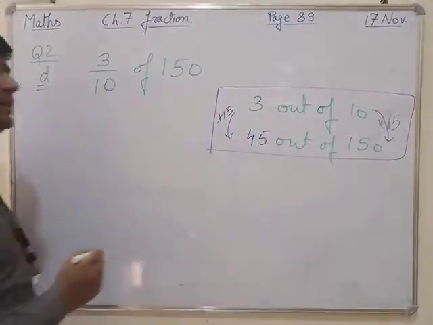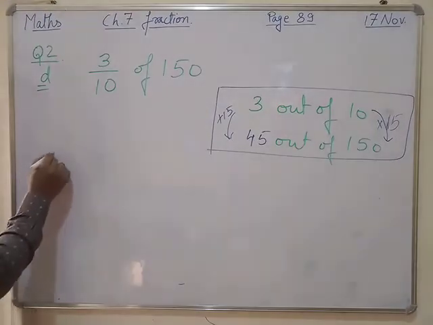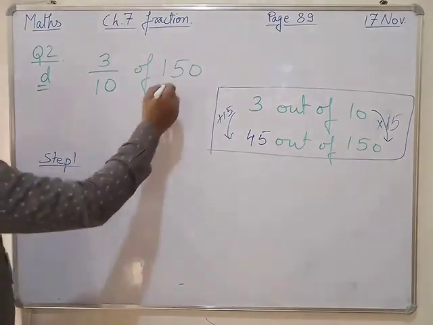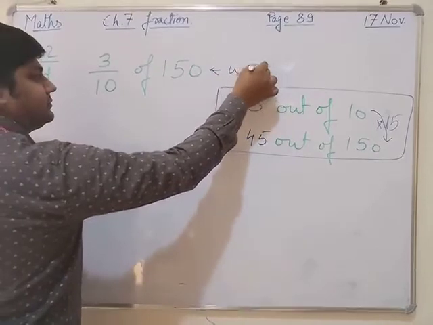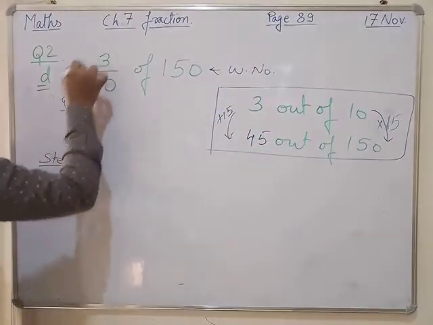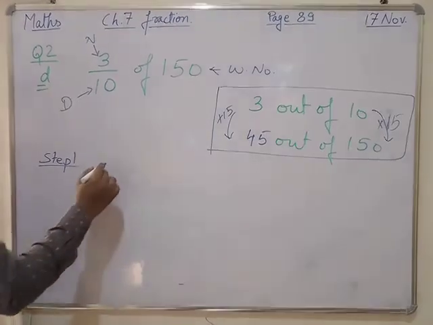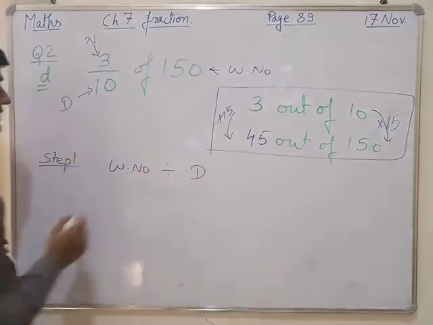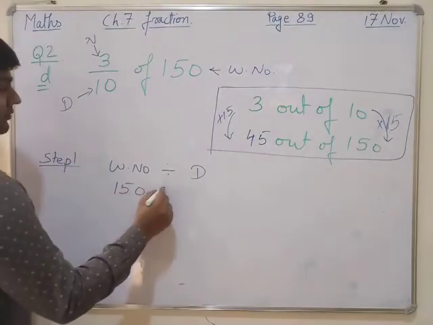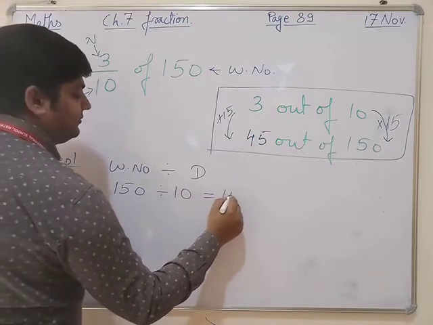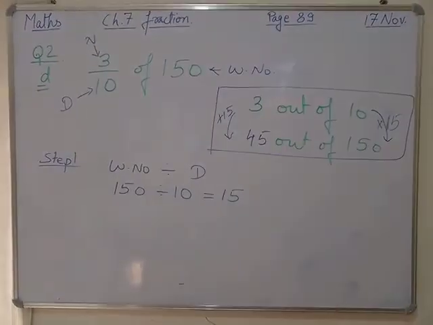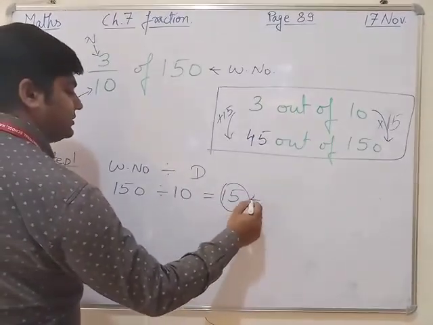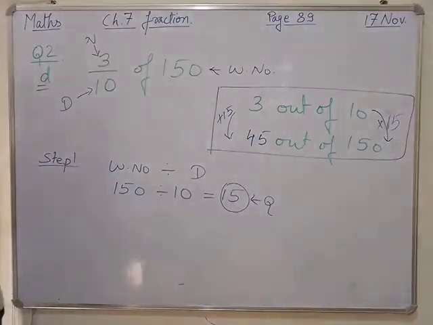दूसरा मेथड मैं आपको बताता हूं जो आपकी बुक में दे रखा है. स्टेप 1 is divide. This is whole number, this is denominator and this is numerator. होल नंबर को डिवाइड करना है डिनोमिनेटर से, तो 150 डिवाइडेड बाय 10 एंड यू विल गेट 15. 150 को 10 से डिवाइड करेंगे एंड यू विल गेट 15 एंड दिस इज आवर क्वेश्चन. डिवाइड का आंसर कौन होता है? क्वेश्चन होता है.